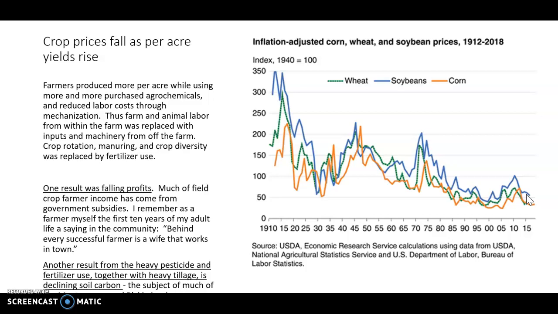Why? Because now they produce so much. In one sense, it's an incredible success story. On the other hand, it's been a real squeeze on farmers, and it's pushed them, ironically or paradoxically, into unsustainable farming techniques and methods. So going back here, farmers produced more per acre while using more and more purchased agrochemicals and reduced labor costs through mechanization. Thus, farm and animal labor from within the farm was replaced with inputs and machinery from off the farm.